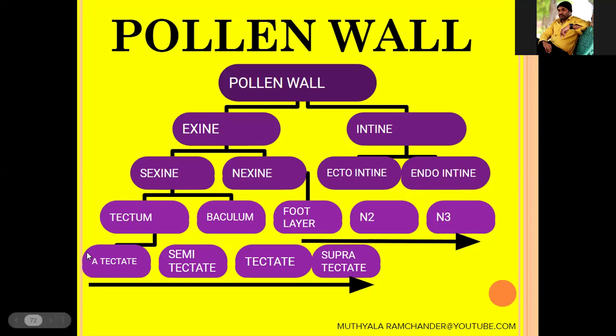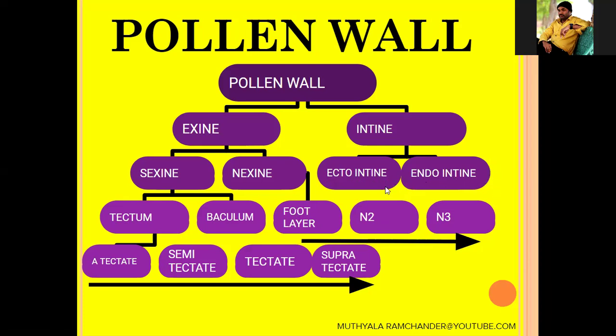We start from the outer to inner of the pollen wall. Outer is tectum. Second layer is baculum. Third layer is nexine 1 or foot layer. Fourth layer is nexine 2. Fifth layer is nexine 3. Sixth layer is ectointine. And seventh layer is endointine. Below the endointine, plasma membrane is present.